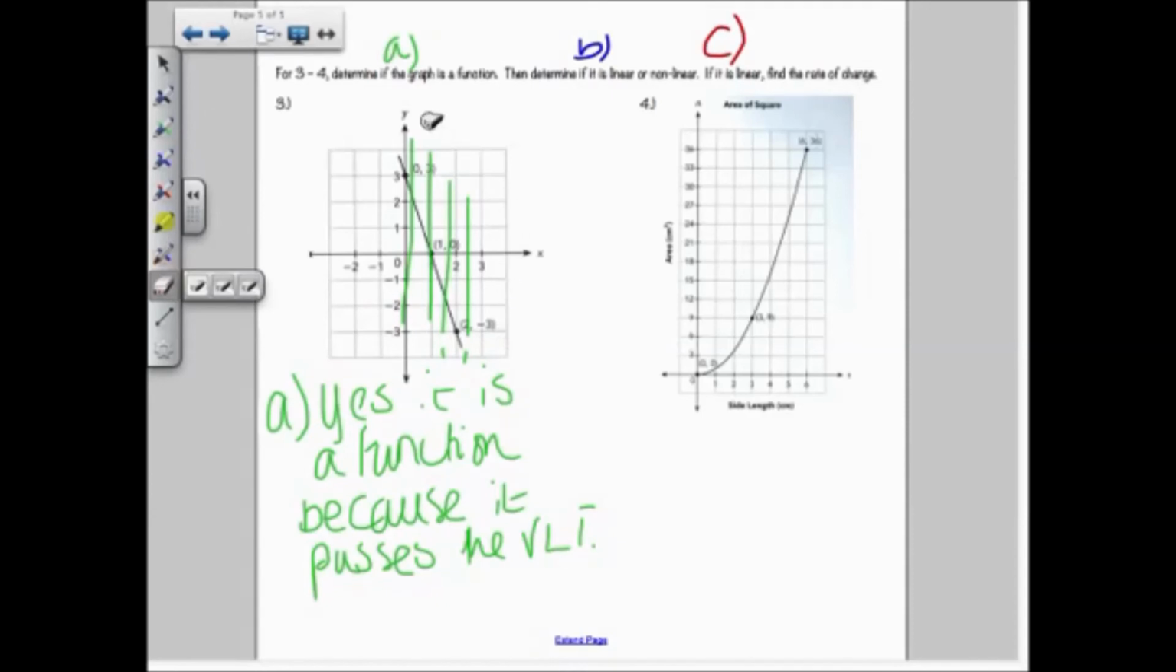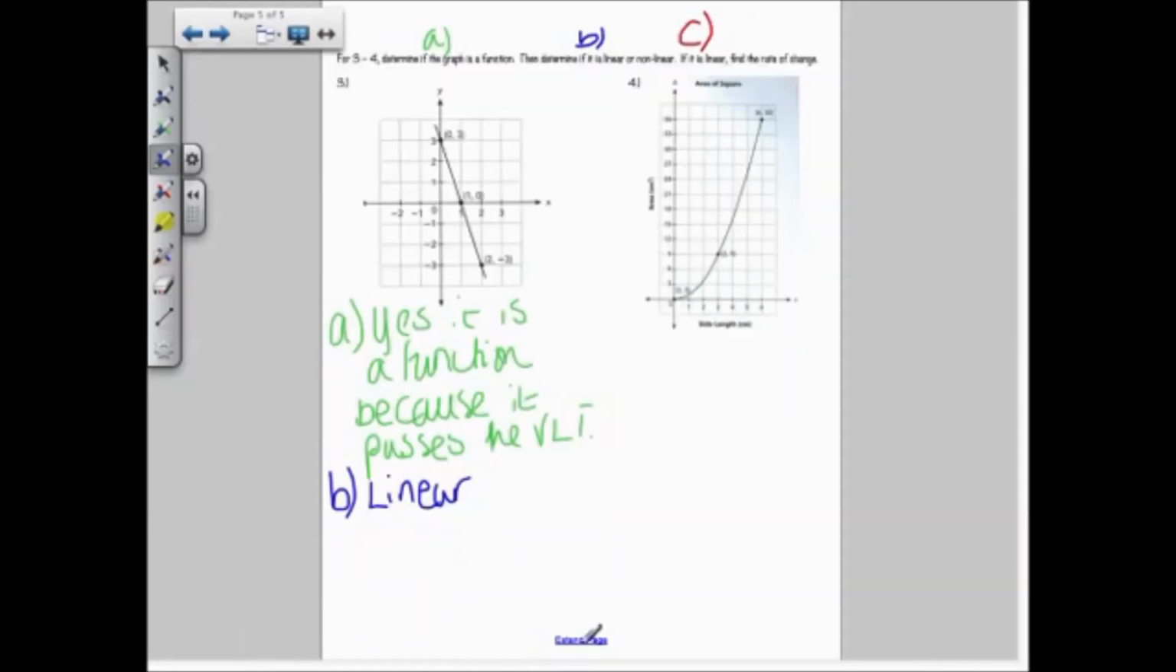Okay, now part B asks us to figure out, is this linear or is this nonlinear? Now I can figure out if it's linear or nonlinear when it's a graph just by looking at it, because remember, linear means it's a line. So in number 3, it is a straight line, which means that it is linear. Okay, so part B, the answer to that question is that it is linear. Okay, and then lastly, I need to find the rate of change if it is linear. Because it is linear, I can find the rate of change.